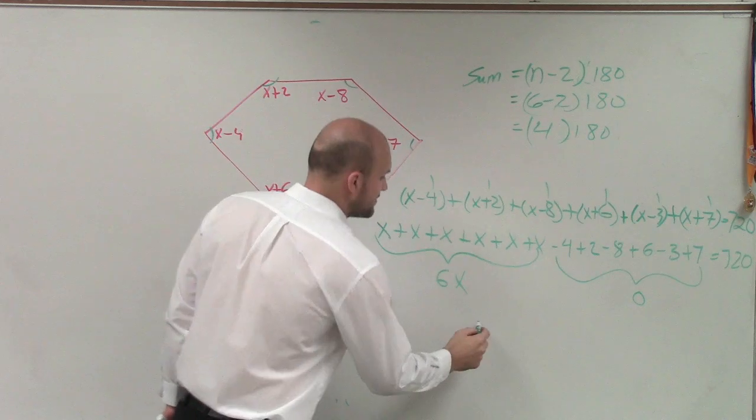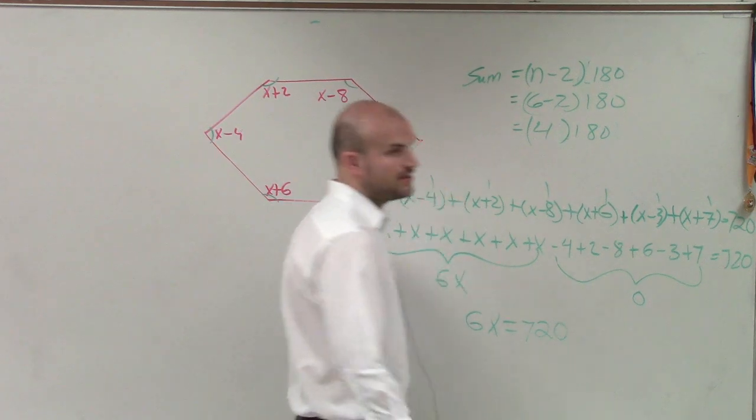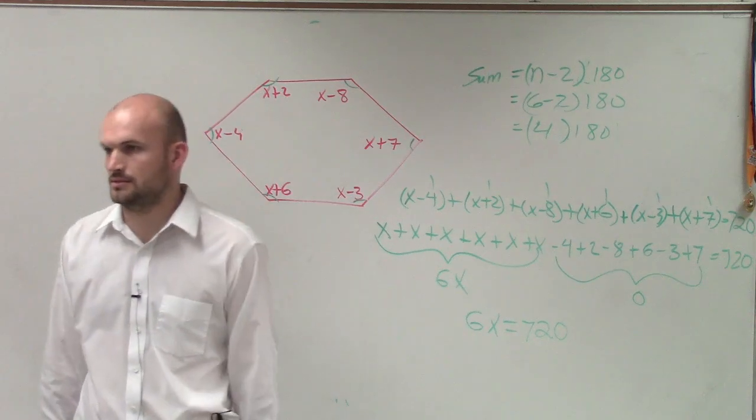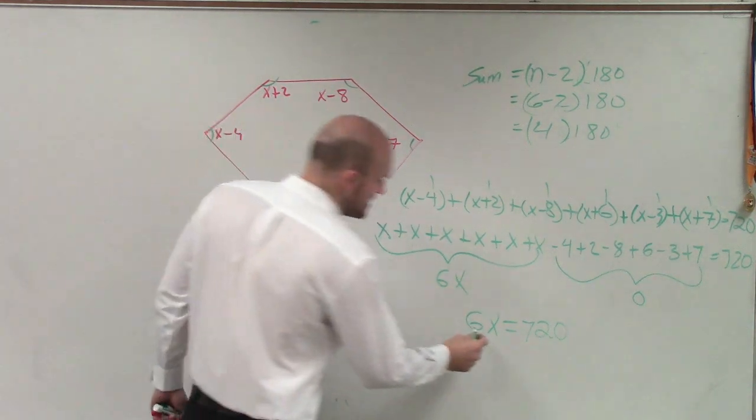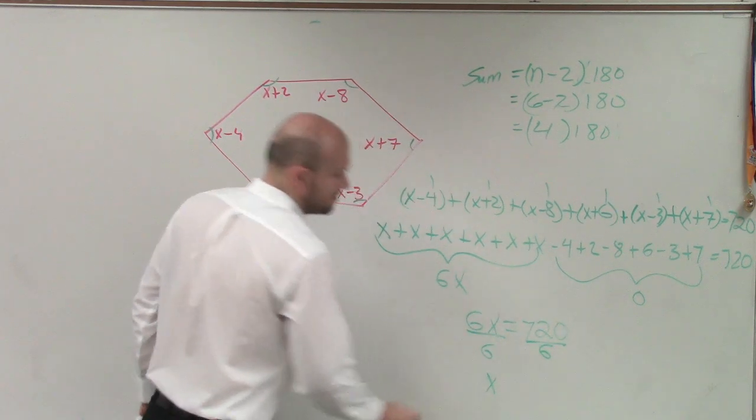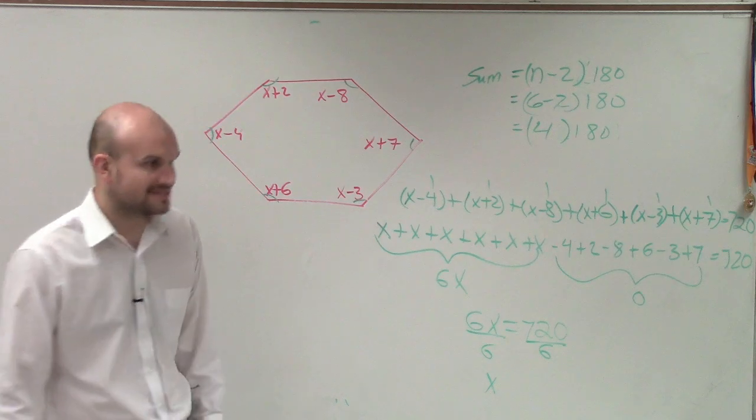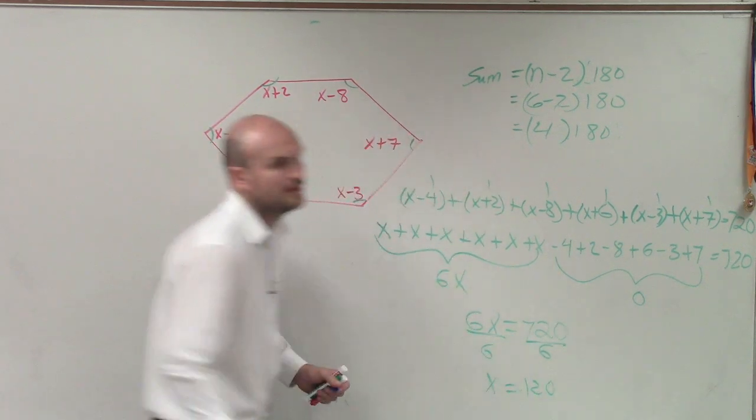So therefore, ladies and gentlemen, I now have an equation, 6x equals 720. Now I can solve for x, because that's exactly what the question is asking us. So I'm going to divide by 6 on both sides. So x equals 120. Very good. And therefore, I figured it out.